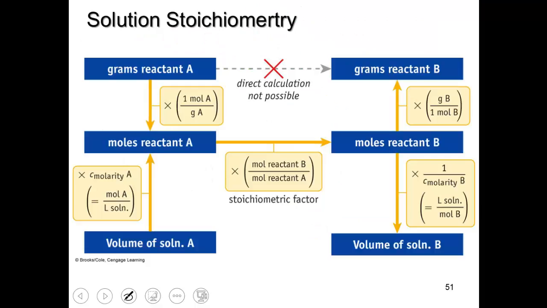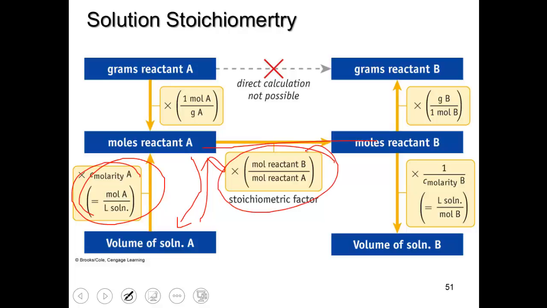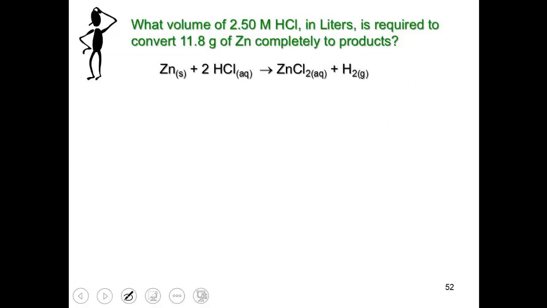Now, molarity is then a conversion factor. So you'll see here we can go from moles of one chemical to volume, or from volume to moles. And then if we wanted to go from moles of chemical A to chemical B, you guys know you have to use a mole to mole conversion factor. And then if you wanted to go from moles of chemical B to its volume, use molarity. So let's look at an example. What volume of 2.5 molar HCl, and I want that volume in liters, is required to convert 11.8 grams of zinc completely to its products?